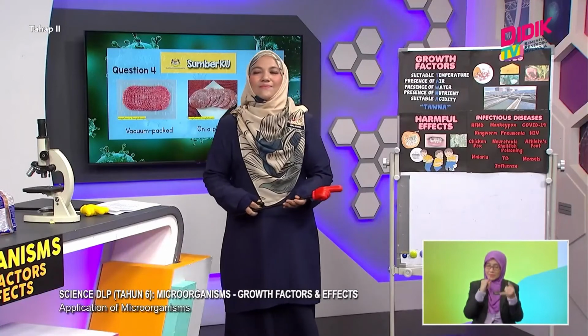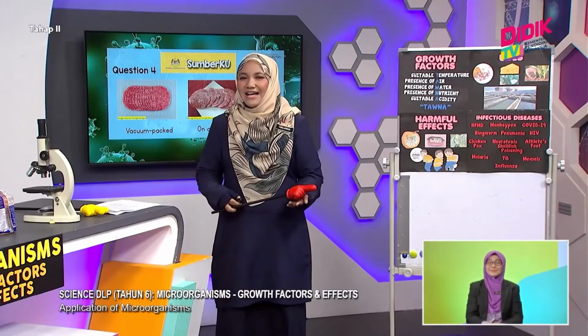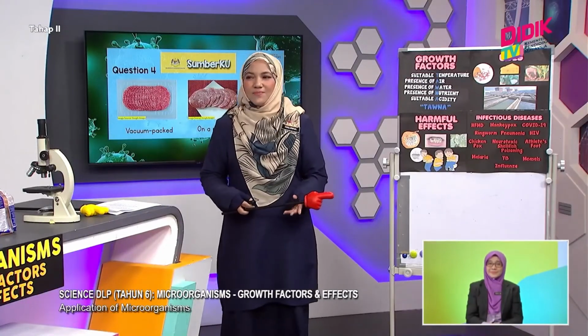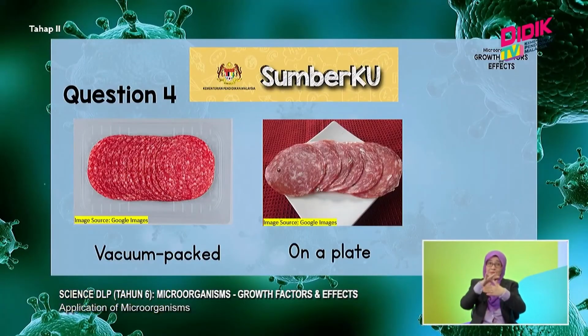Okay, Mia. Now, last but not least, the last question. This is a beef salami, I believe. The one on the left is vacuum packed. That means it is put in a condition where there is no contact of air to the beef salami. And the one on the plate has been opened and put on a plate, left bare like that on the table, and both of them are left on the table at room temperature for 1 or 2 days.